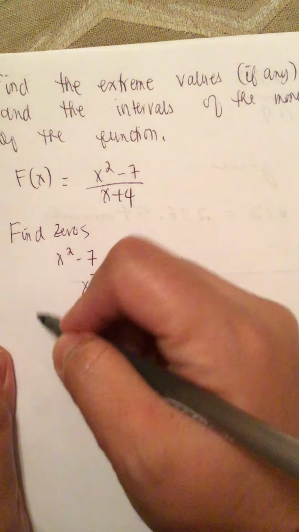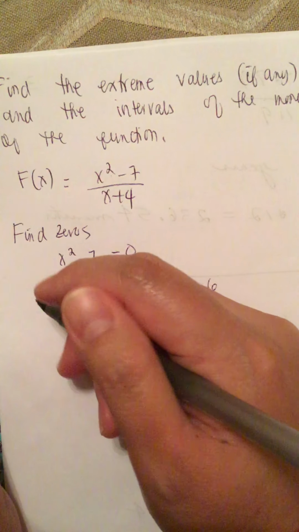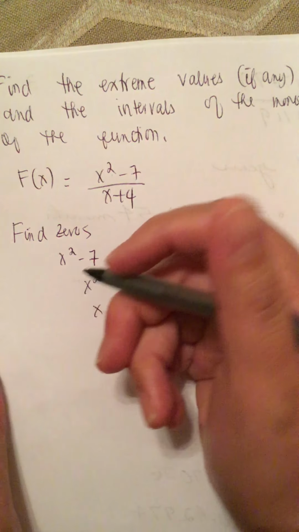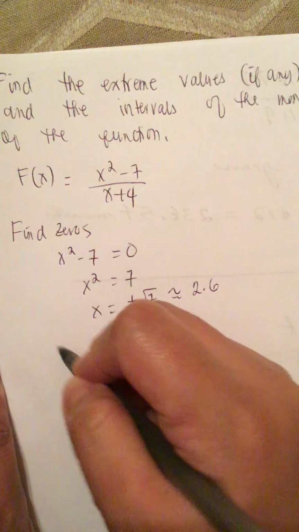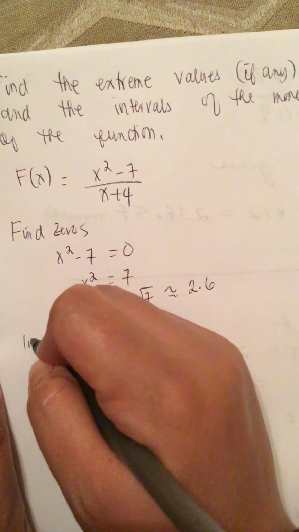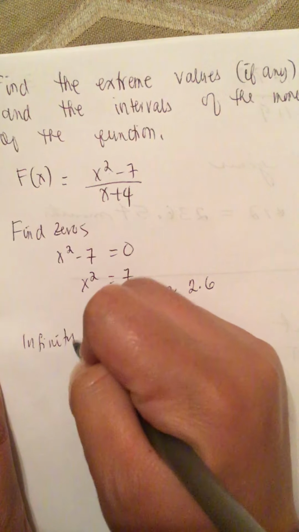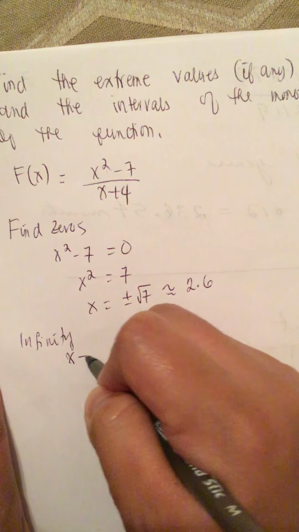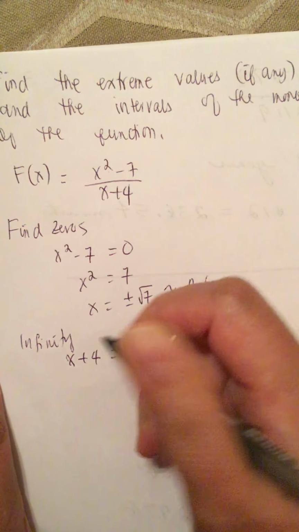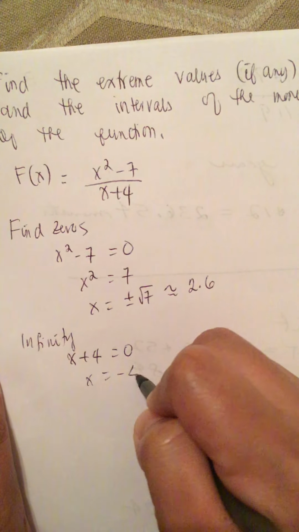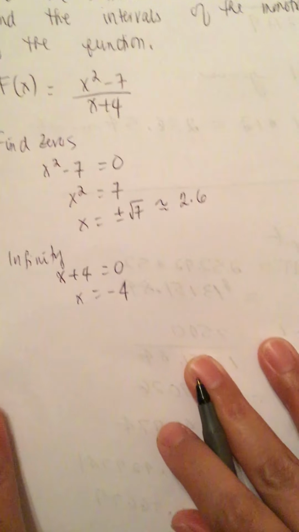And to find the infinity, we set the denominator equal to 0. So we have x plus 4, so infinity. So x plus 4 is equal to 0, or x is equal to minus 4.